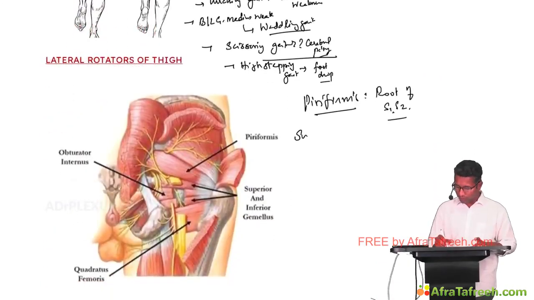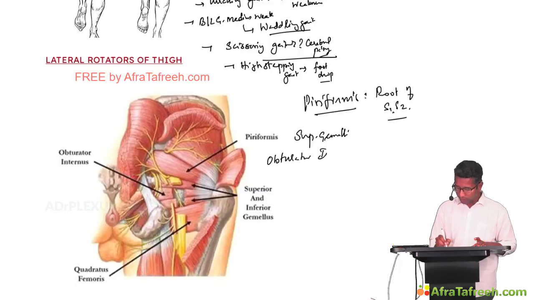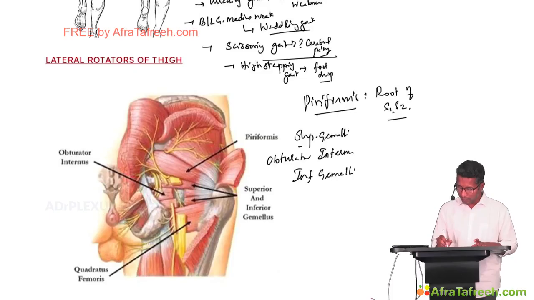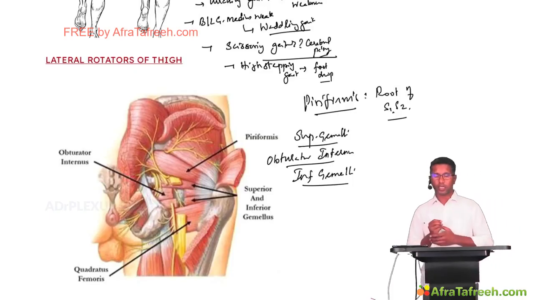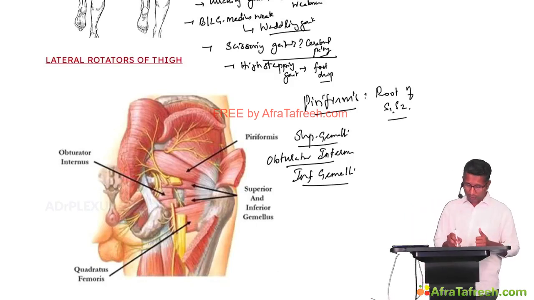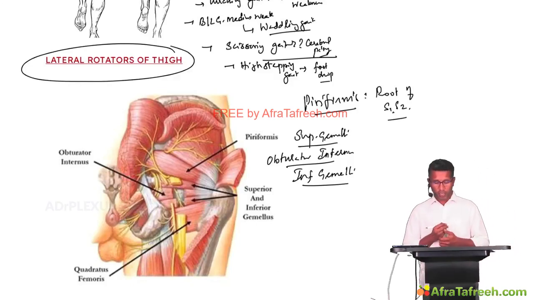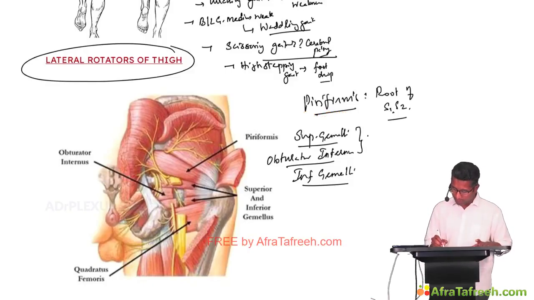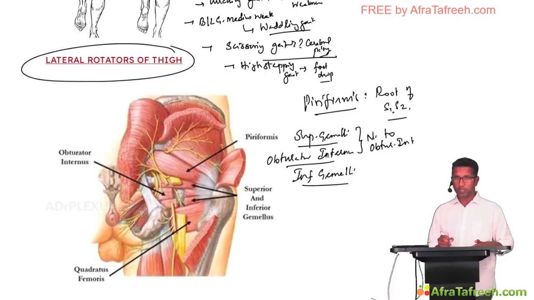One is the superior gemellus. Next is the obturator internus. Next is the inferior gemellus. All these muscles are lateral rotators of the hip joint, or lateral rotators of the thigh. So piriformis, superior gemellus, obturator internus, and inferior gemellus are all lateral rotators of the hip region. What is their nerve supply? These muscles are supplied by the nerve to obturator internus.